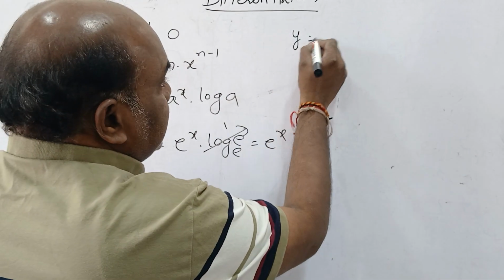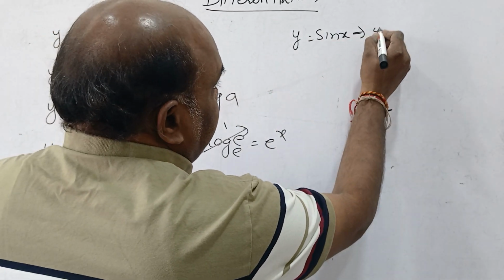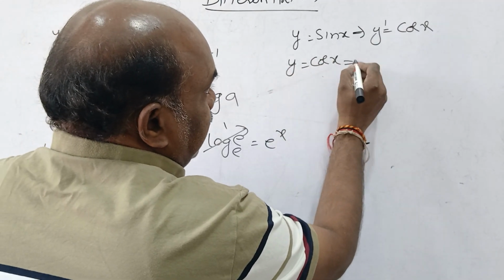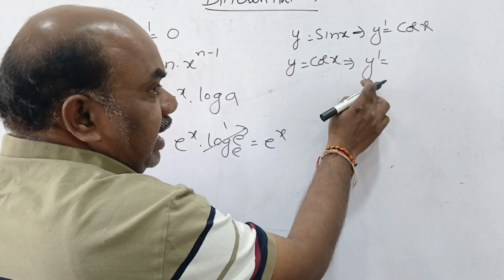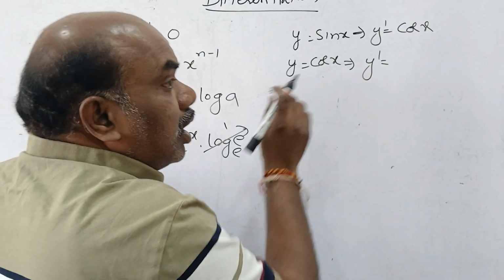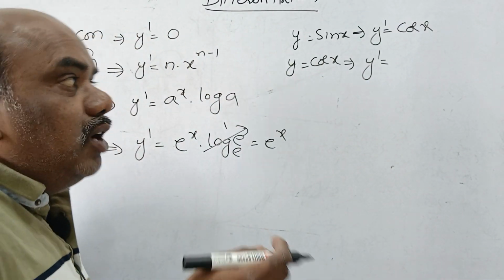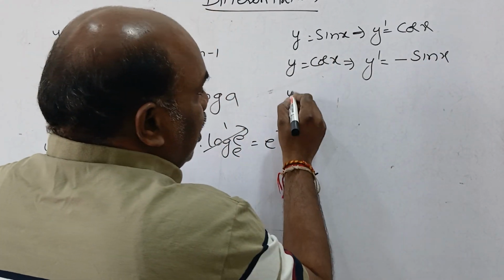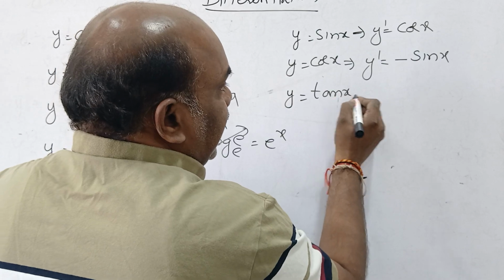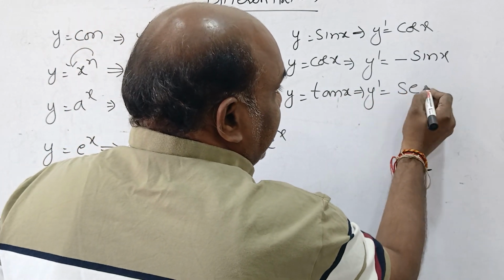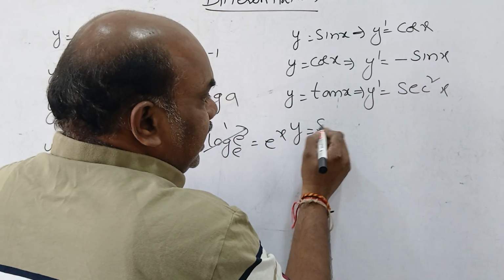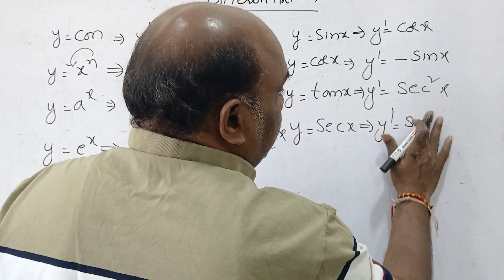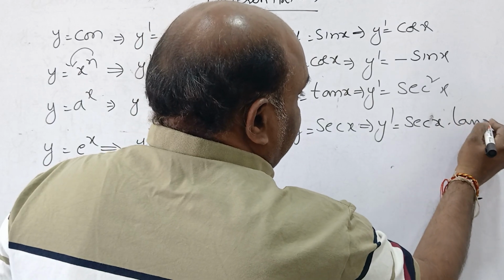Now y is equal to sin x. Differentiation of sin x, y dash equal to cos x. Y equal to cos x. Differentiation of y, that means y dash, that means dy by dx only. Whenever you pronounce 'ka', you have to put minus. When cos comes, you have to write minus sin x. Y equal to tan x. Tan x means y dash equal to secant square x. Y equal to secant x. Then y dash equal to secant x into tan x.